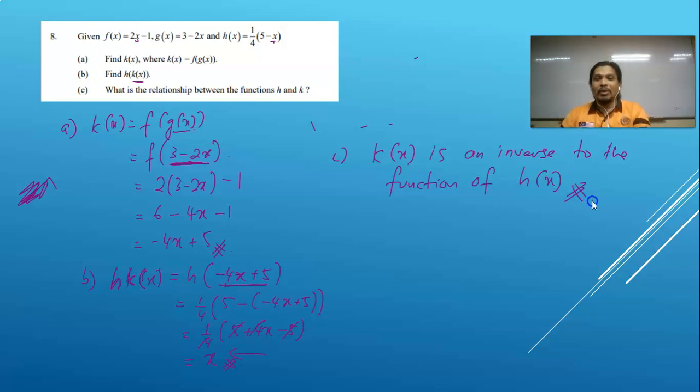Okay, again, when we composite or combine two functions together and it gives a result equal to x, we come up with a conclusion that one of these functions, k(x) or h(x), either one, k(x) is an inverse of the function h(x). You get it? Okay, good.